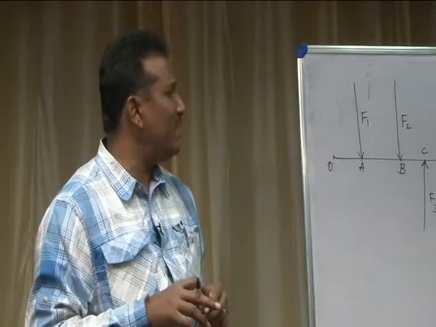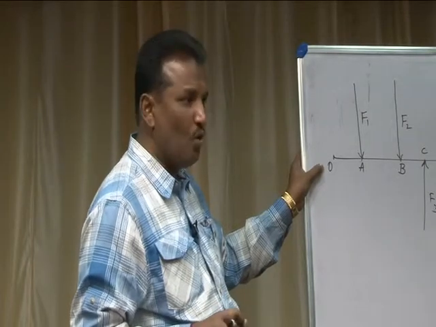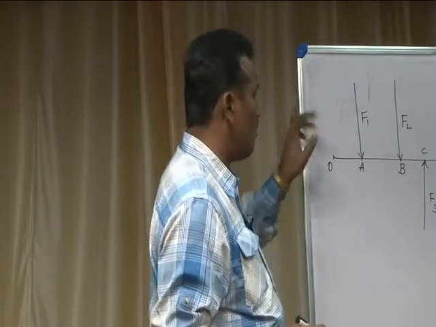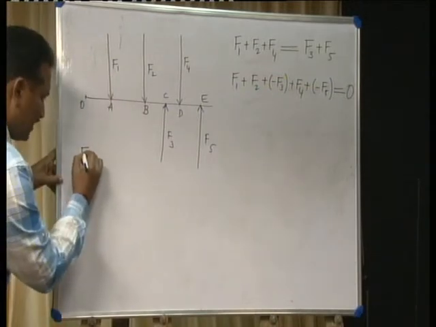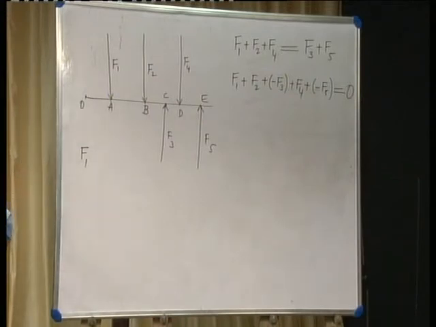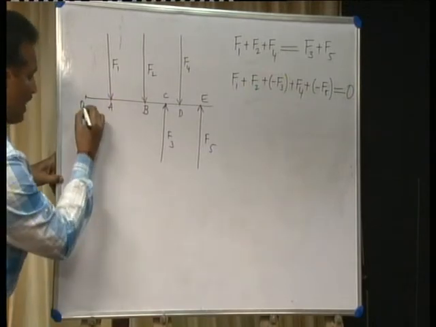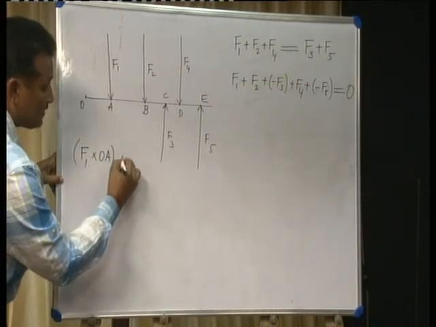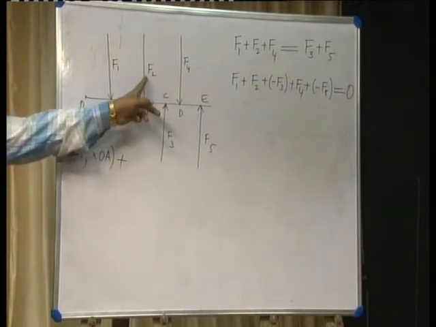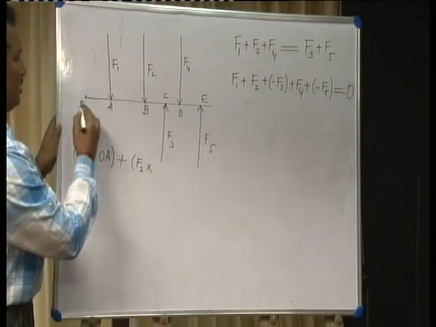Now, try to write the moment of force in each case. Assume that the body is fixed at O. So, when the body is fixed at O, what about the moment of force due to F1? It is the force applied into the distance between the point of application of the force and the point or axis about which the body is rotated. F1 into OA, plus, again what is the moment of force due to F2? Again it is F2 into the distance of separation OB.